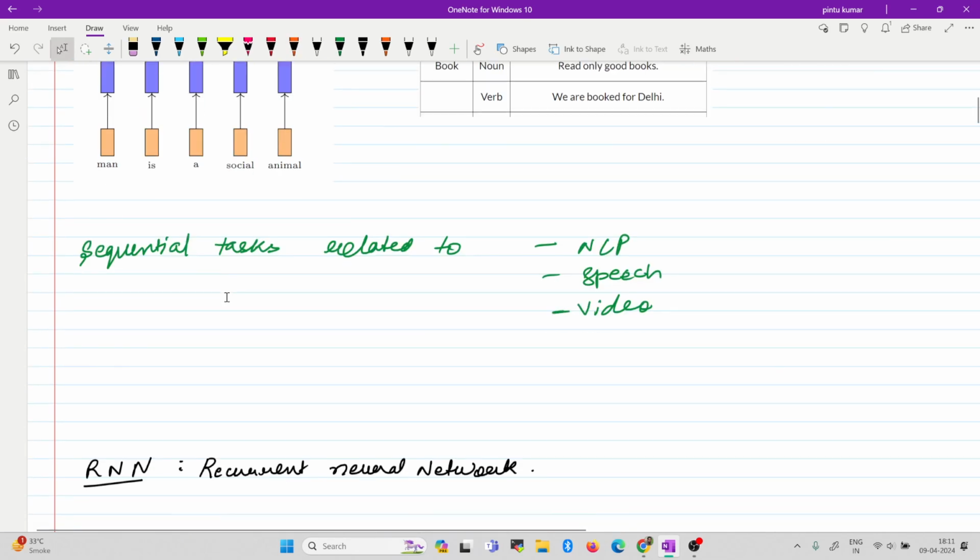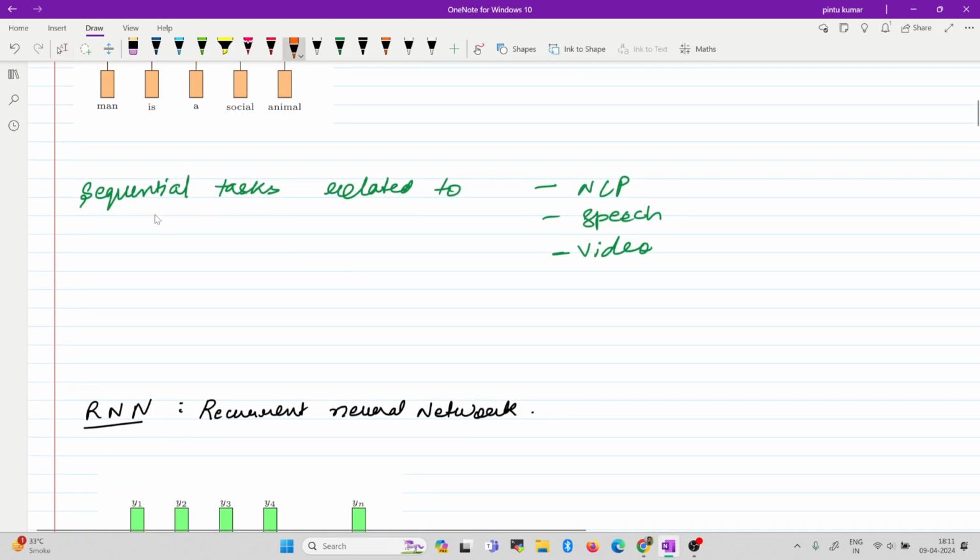Okay, so these kinds of tasks are known as sequential tasks, and one example of where they are applied is NLP. NLP is your natural language processing. So with all these sentences, in these kinds of tasks, your sequential methods become important. Another application where it is important is speech, because speech comes in the form of a sequence and you want to process that sequence.